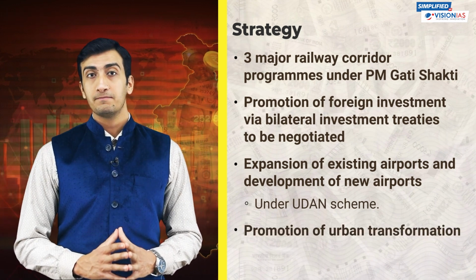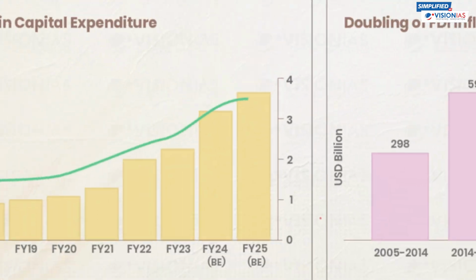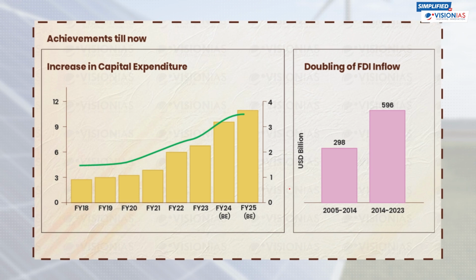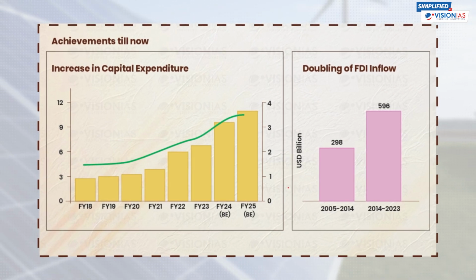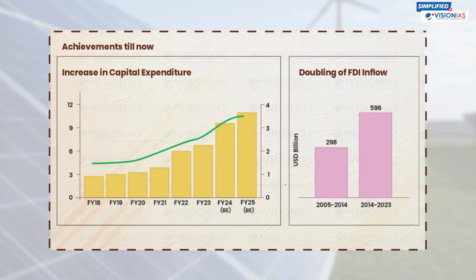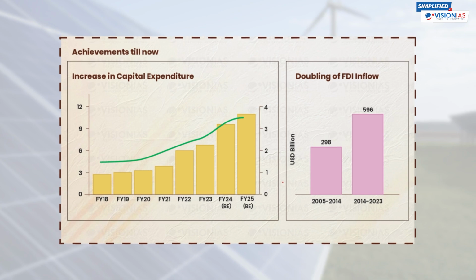Further, urban development is being promoted with schemes like Metro Rail and Namo Bharat. Achievements in this field include increased capital expenditure to Rs 11.11 lakh crores by financial year 25 and doubling of the FDI inflow from $298 billion in 2005-14 to $596 billion in 2014-23.